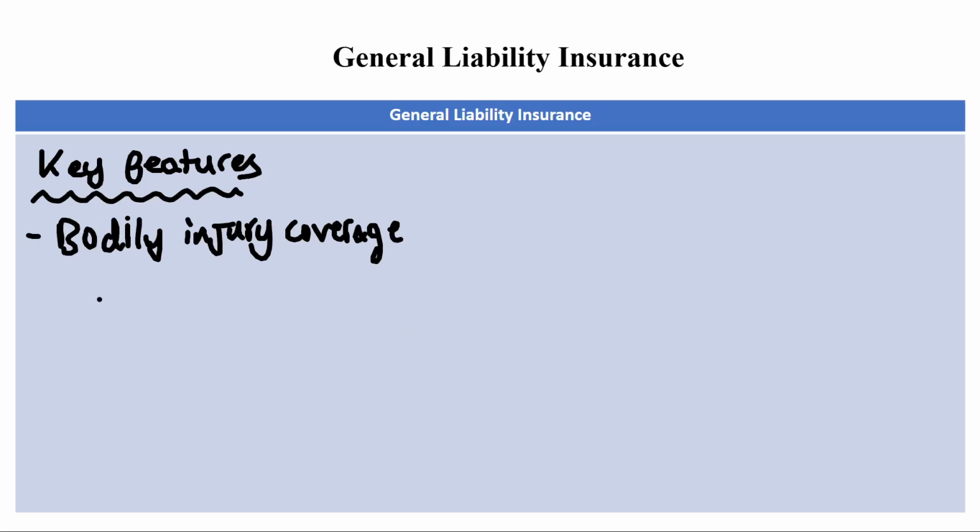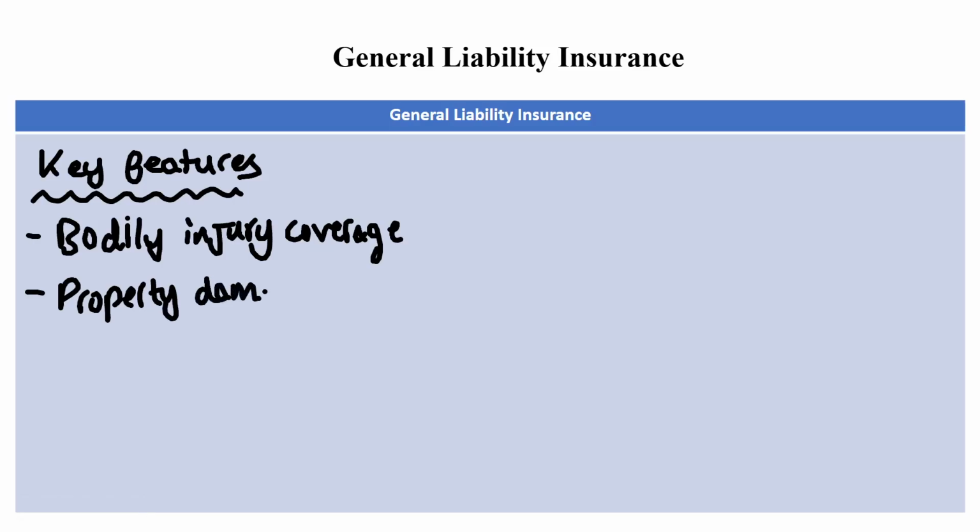Then we have property damage coverage. It protects against claims for damage your business causes to someone else's property. For example, a contractor accidentally damages a client's expensive flooring while working on a home renovation. GLI covers repair or replacement costs.